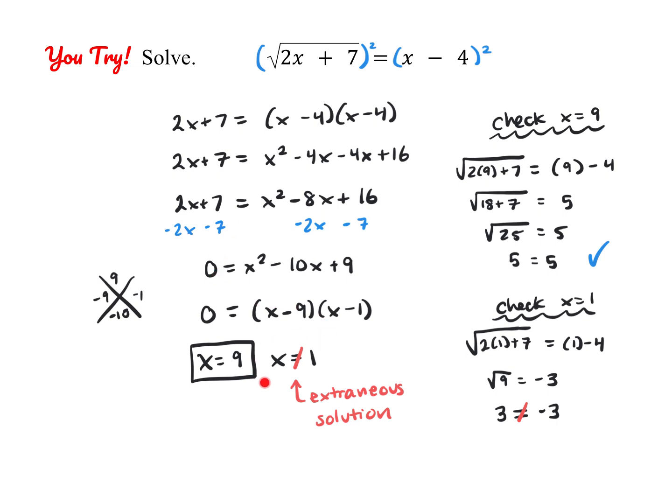So that means we need to set our equation equal to 0. This one we can solve by factoring, and we get two potential solutions, which we need to check by substituting into our original equation. And when we do that, we find that x equals negative 1 is actually an extraneous solution.